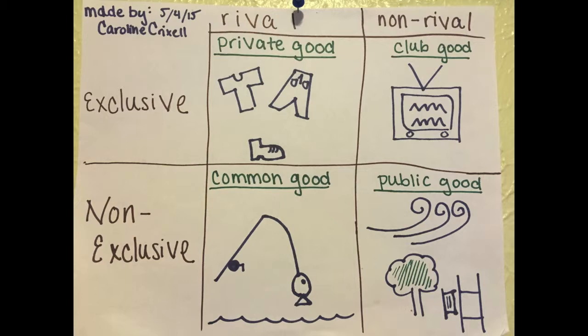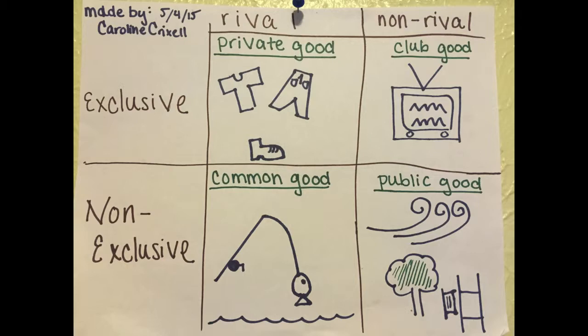Now, in the private good examples, which is exclusive and highly rival, I gave an example of clothing that could be bought by an individual because it is exclusive for that only person and it precludes others from the enjoyment of that good. So let's say that I'm wearing a t-shirt. No one else can enjoy the t-shirt that I'm wearing because it's my t-shirt currently on me right now.